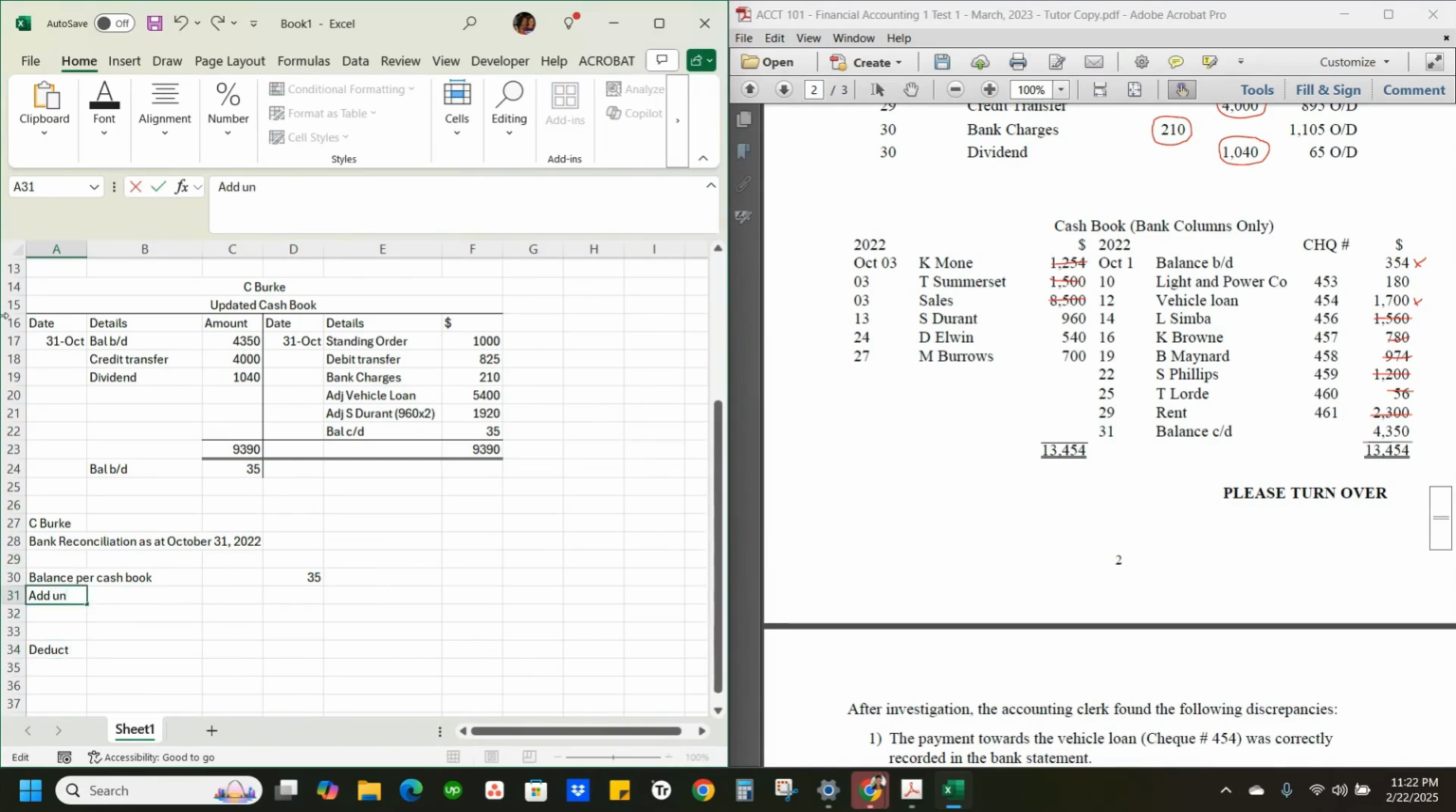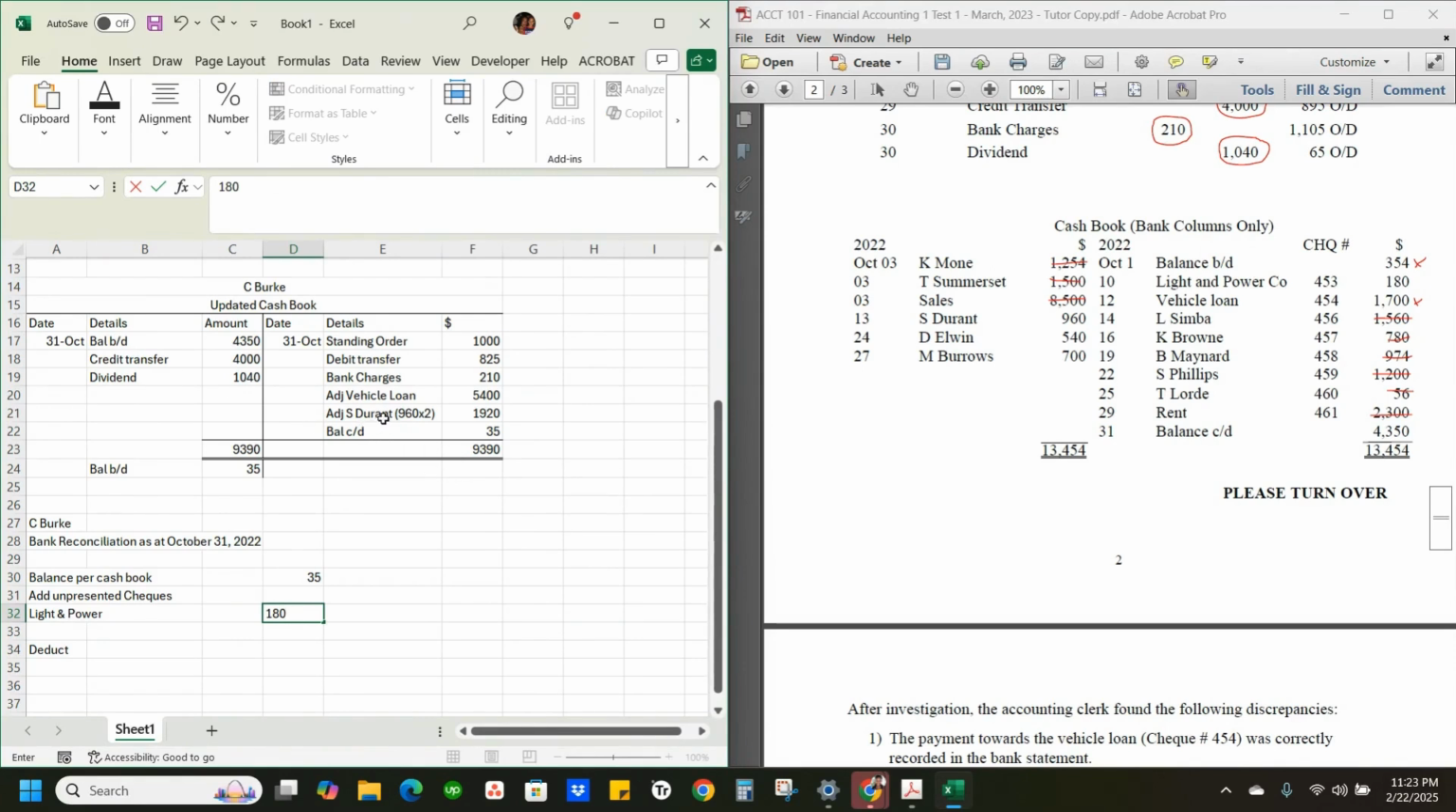So we have our unpresented checks, right? Light and power, and that is 180.